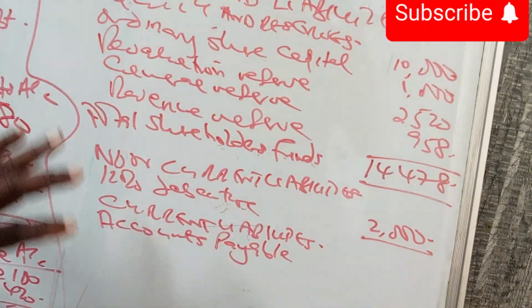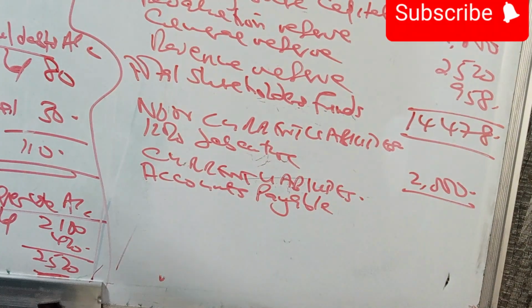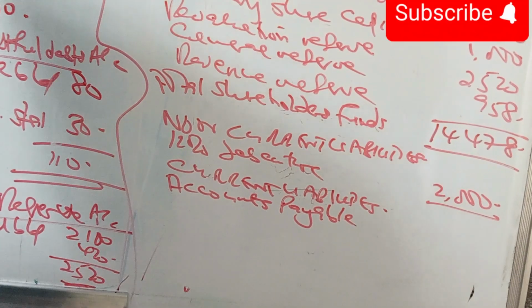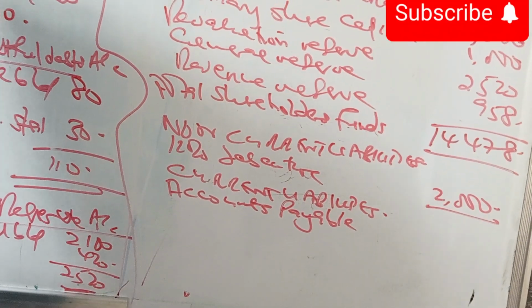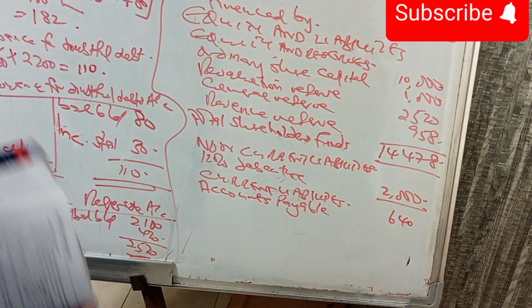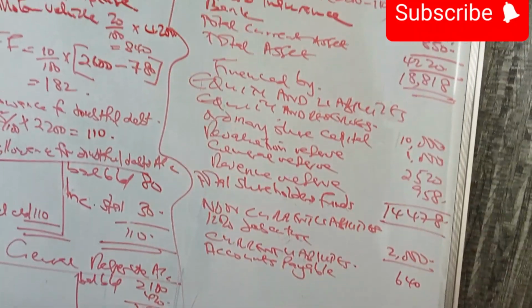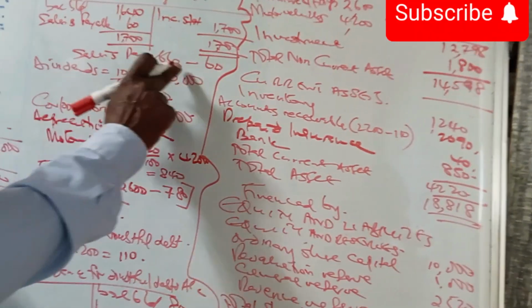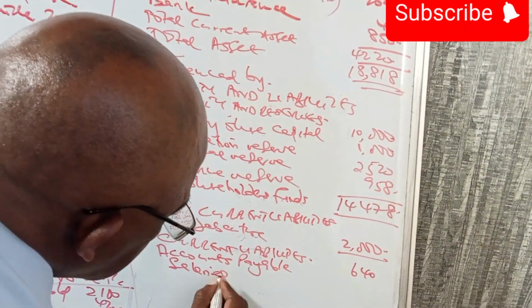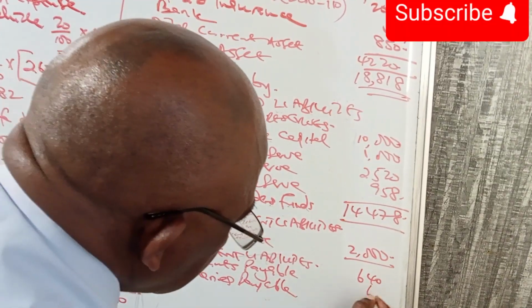Remember the format always: at current liabilities we start with the bank overdraft, then we come to accounts payable, then other liabilities. Our accounts payable is 640. Then we look at the other liabilities, like salaries payable of 60.